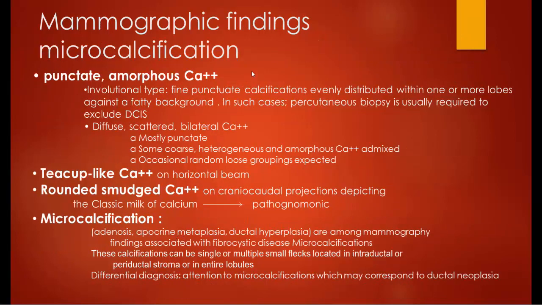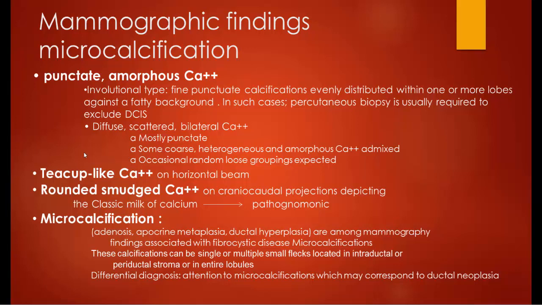Another mammographic finding in fibrocystic change is microcalcification. Calcifications take various shapes and presentations. Punctate amorphous calcification is most common. Involutional type: fine punctate calcification evenly distributed within one or more lobes against a fatty background. In such cases, percutaneous biopsy is usually required to exclude ductal carcinoma in situ. It may be diffuse, scattered bilateral calcification, mostly punctate, with some coarse heterogeneous amorphous calcification, occasionally random loose groupings expected. Punctate amorphous calcification.